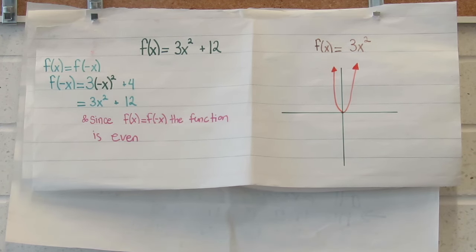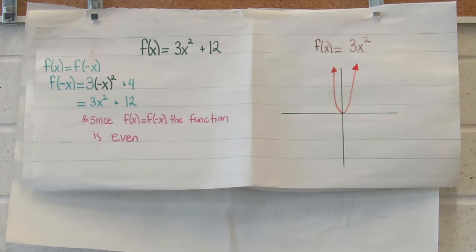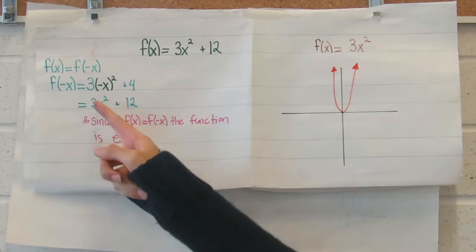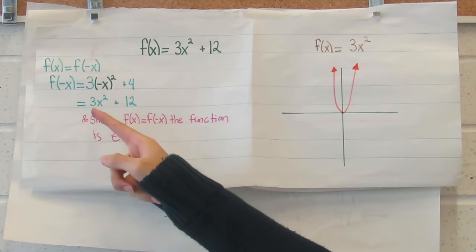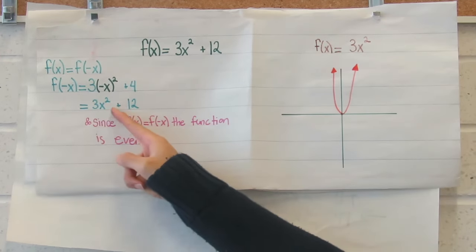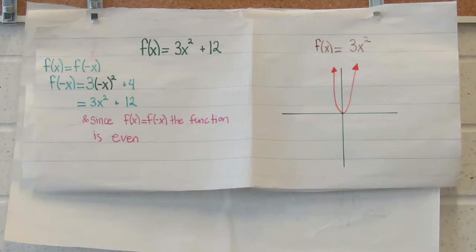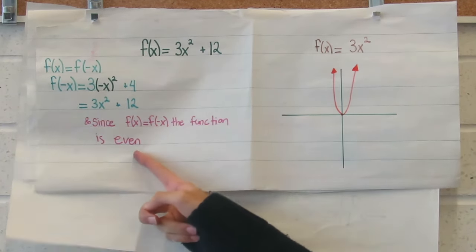Okay. For the first example, f of x is equal to 3x squared plus 12. So in order to solve this, we have to see if f of x is equal to f of negative x, which means we have to sub in all of our x variables with a negative. So we're going to go f at negative x is equal to 3 negative x squared plus 12. When we solve this, we should see that it is equivalent to f of x, because we get 3x squared plus 12. And our therefore statement is going to be, therefore, since f of x is equal to f of negative x, the function is even.